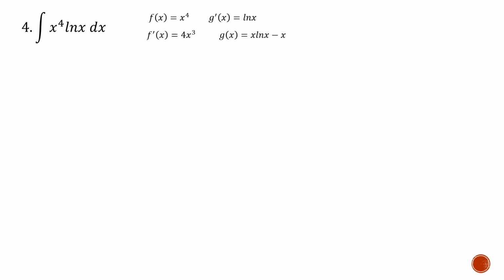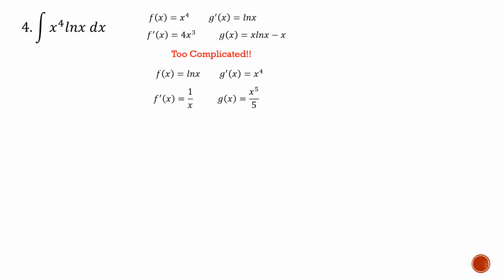Find the derivative of f of x, I get 4x cubed, and the antiderivative of ln x is x ln x minus x. Now, this looks a little bit complicated. So you know what? Maybe I didn't make the right choice. Let me try the other way around and see what happens. So now I'm going to let f of x equal ln x, the derivative of g equal x to the fourth.